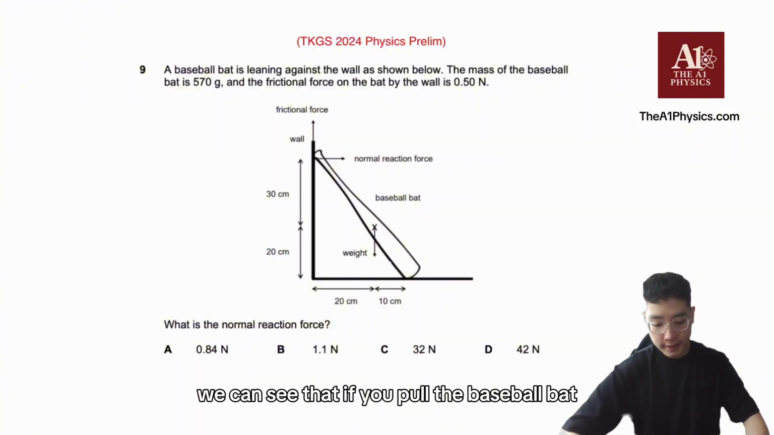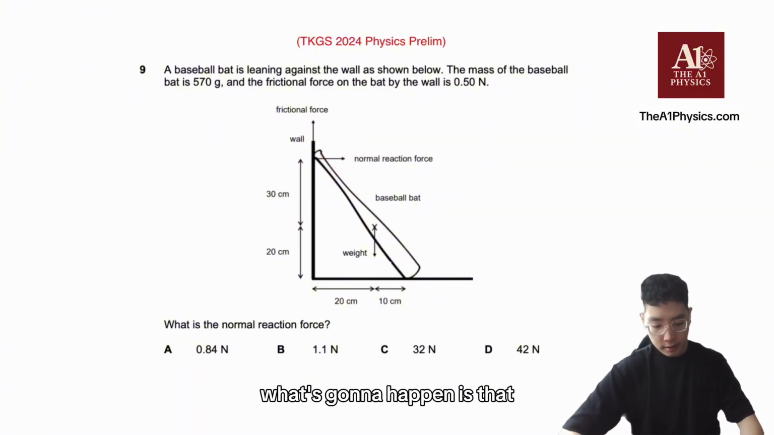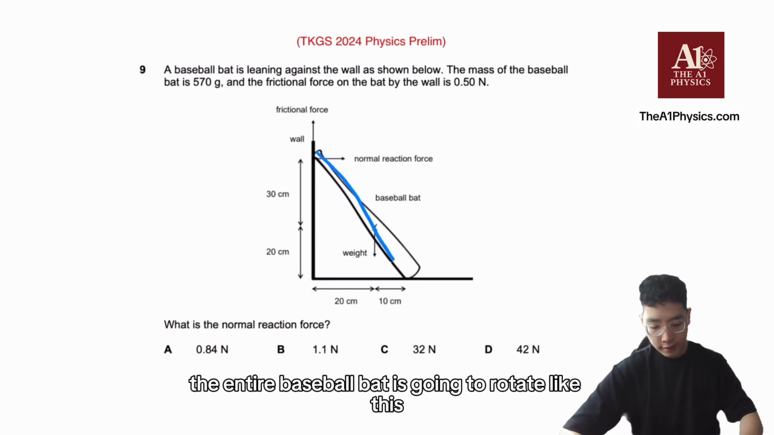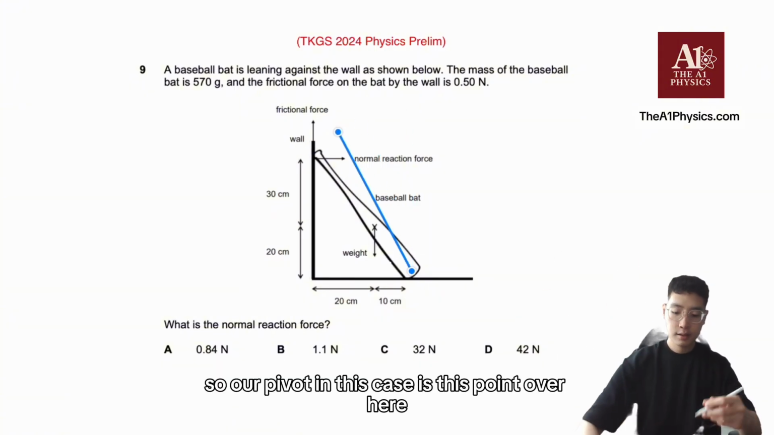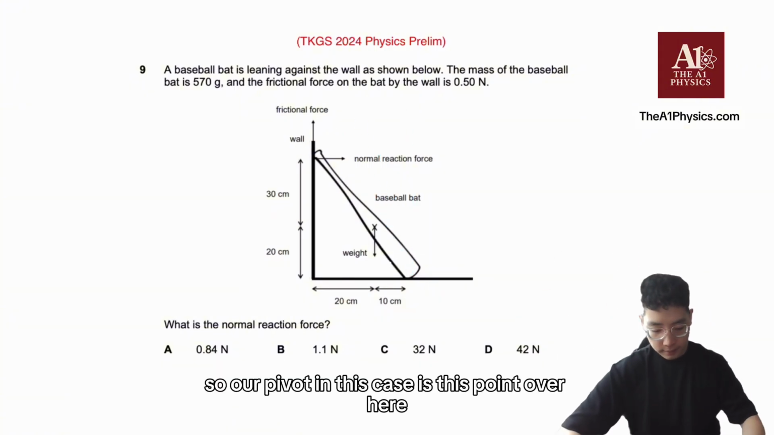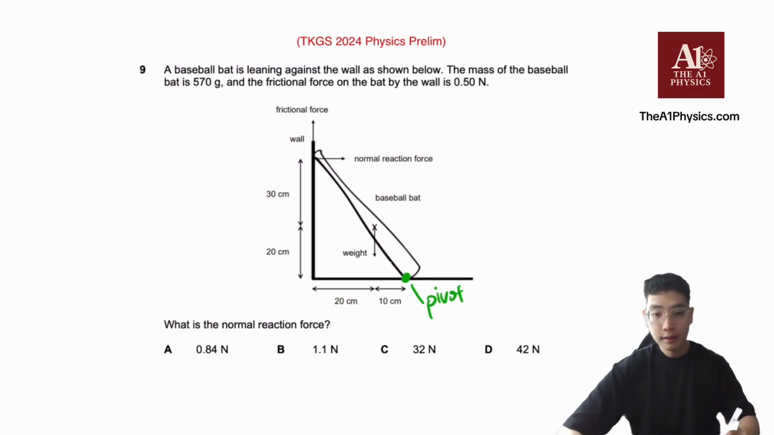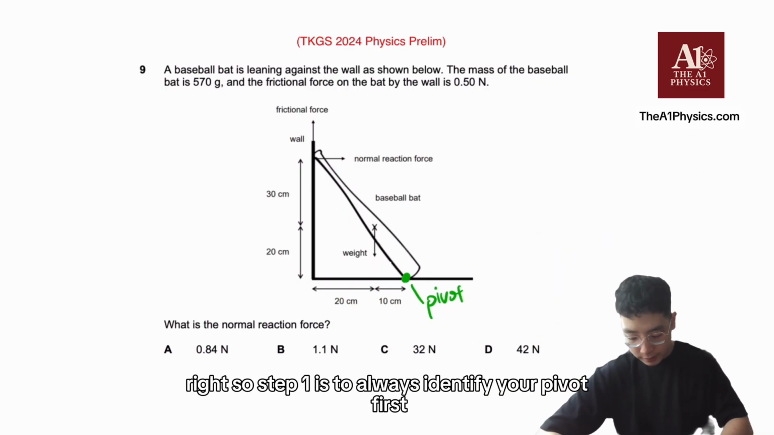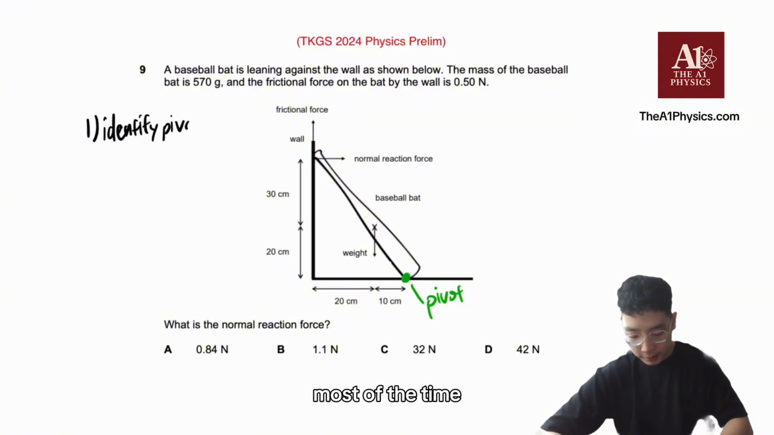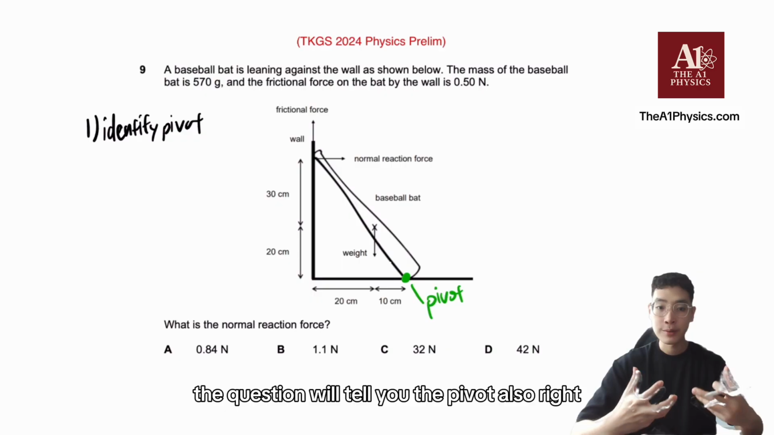So over here we can see that if you put a baseball bat, what's going to happen is that the entire baseball bat is going to rotate like this. It's going to rotate in this direction. So our pivot in this case is this point over here. The baseball bat is rotating about this point. So step 1 is to always identify your pivot first. I mean, most of the time the question will tell you the pivot also.